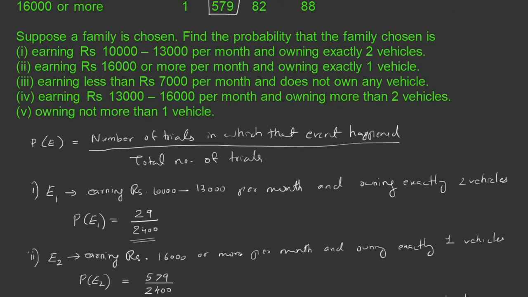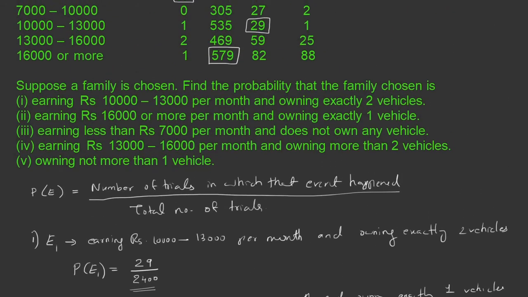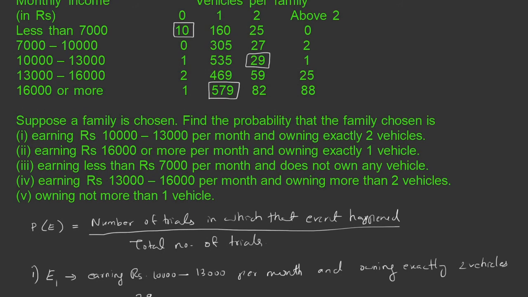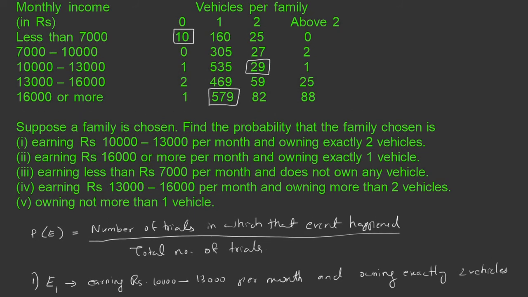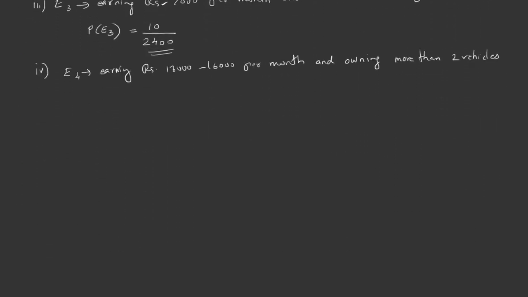Look into the data for finding how many families have more than 2 vehicles and income 13,000 to 16,000. It is 25. So the answer, I can write the probability of this event, P(E4), is equal to 25 divided by 2400.